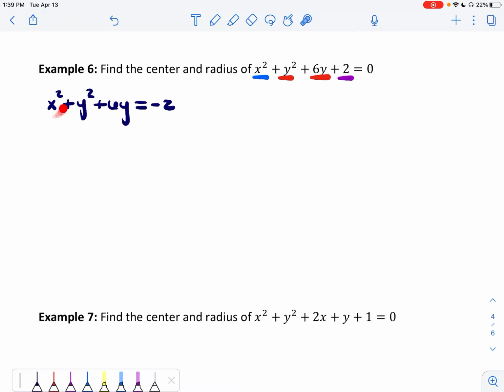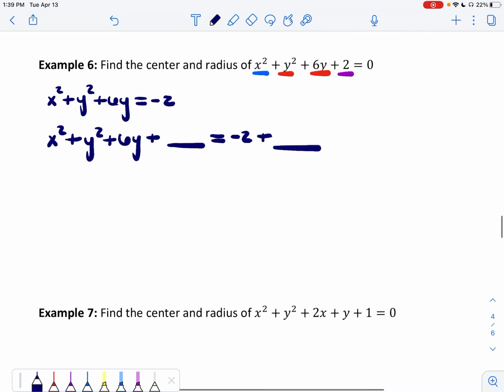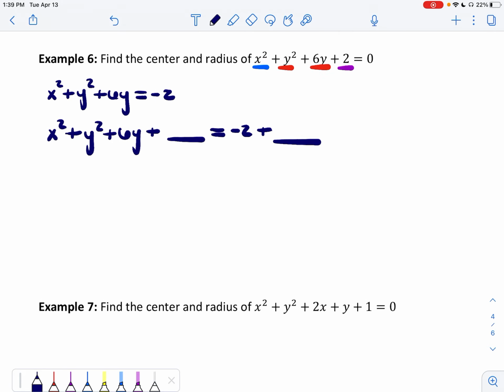Okay. All right, so since the x squared is all by itself, it doesn't have any other x's with it. That means that we don't have to do anything to it to complete the square, so it's done. Our y's, though, on the other hand, we will need to add something to complete the square. And of course, whatever we add to the left, we have to add to the right as well to keep our equation balanced.